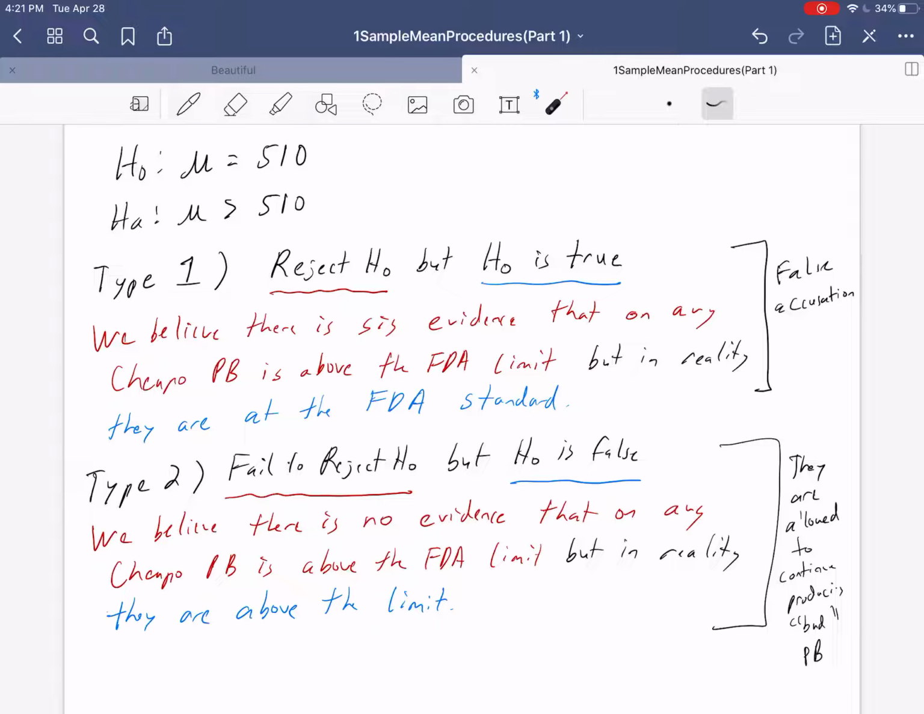So, in later videos, we'll continue to do some more examples of running this hypothesis test, as well as doing some further error analysis.